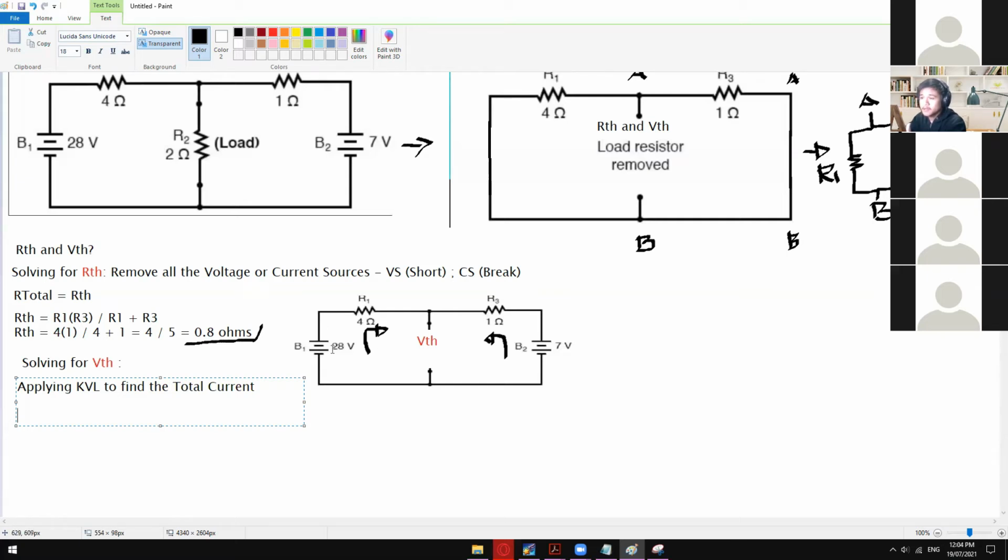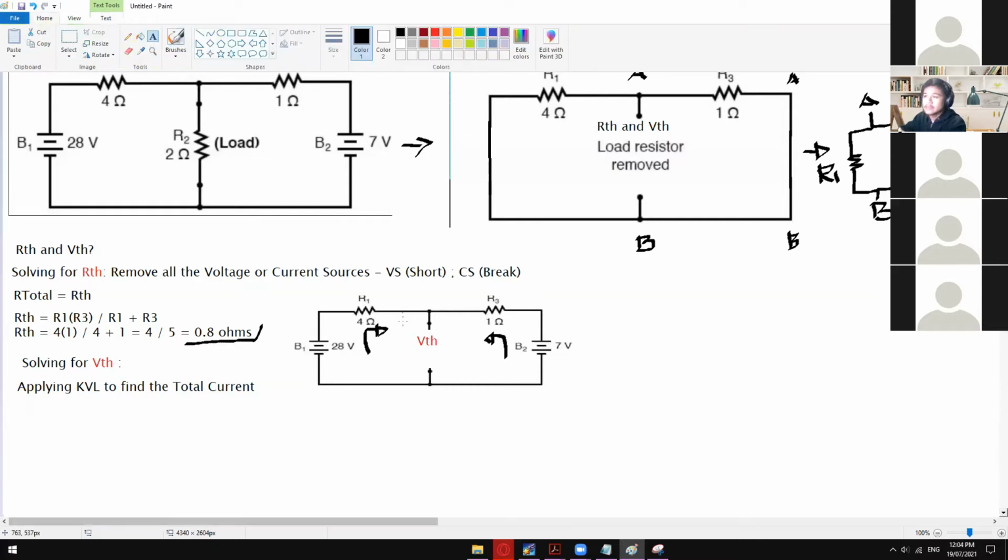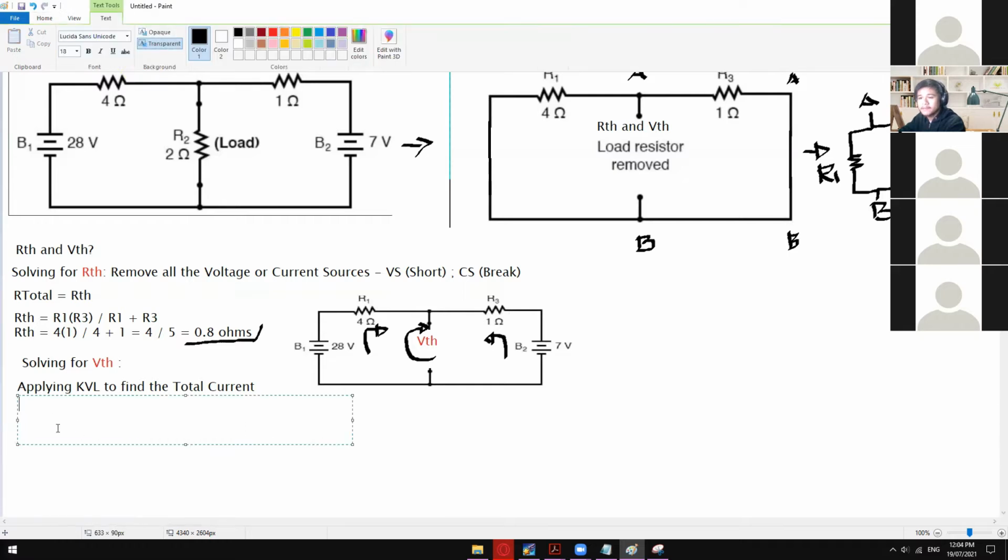As you can see right here, we have a higher voltage source on the left side. So it's only common sense that we're going to have this kind of flow of current from left side to right side. So from here, we can now have a positive 28.